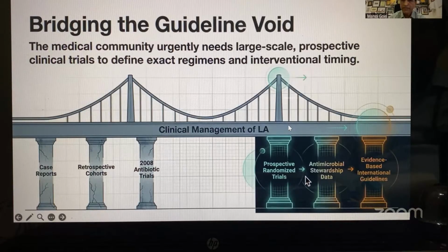But what we need is prospective randomized trials. We need more antimicrobial stewardship data and more evidence-based international guidelines to help us treat these patients better.